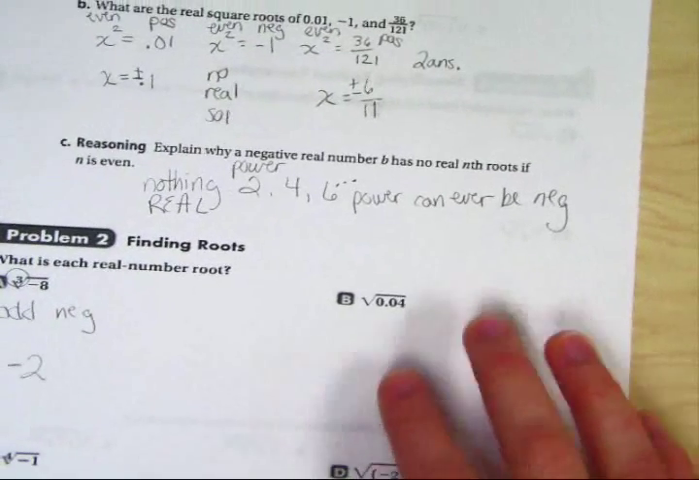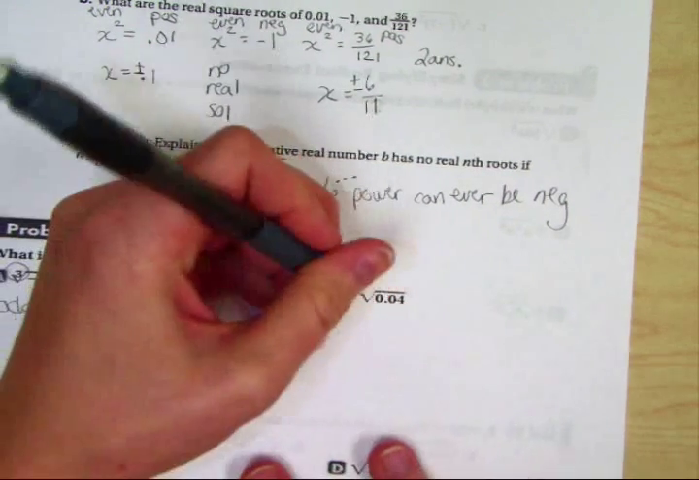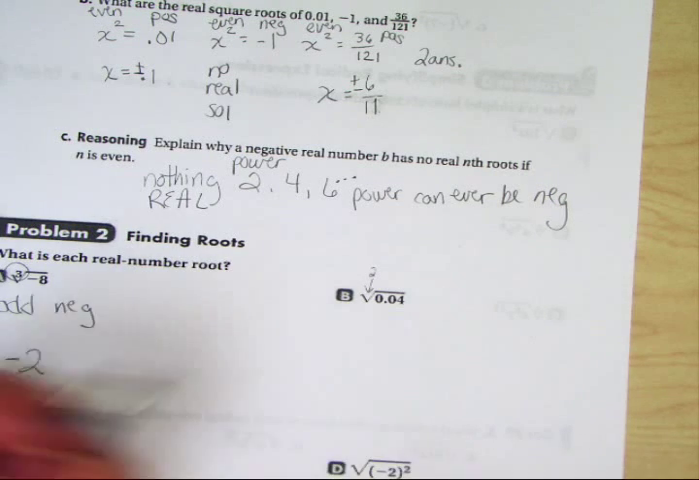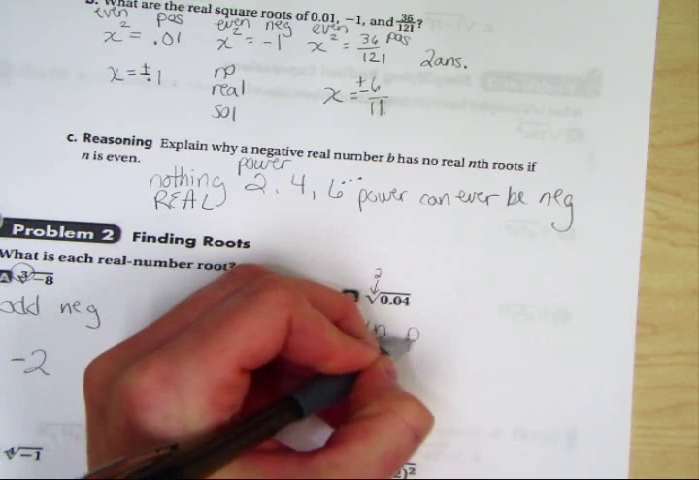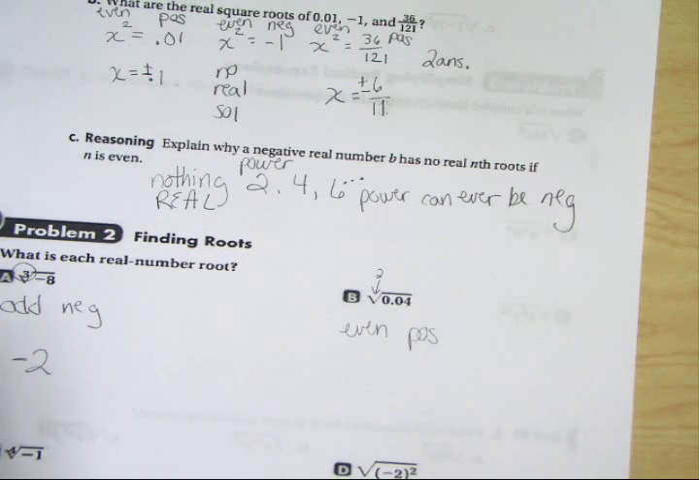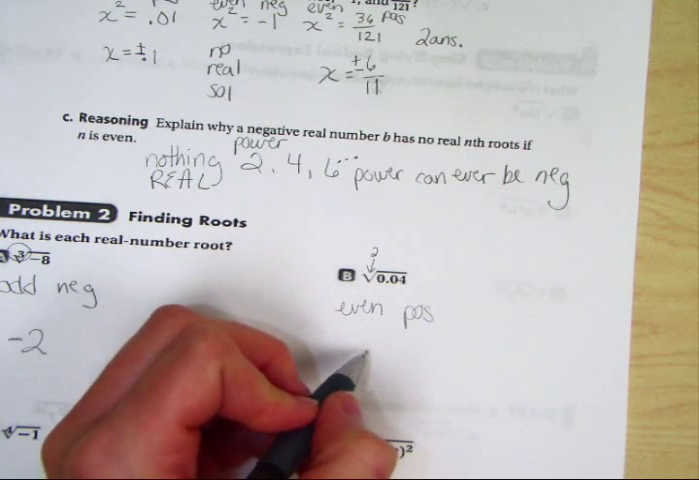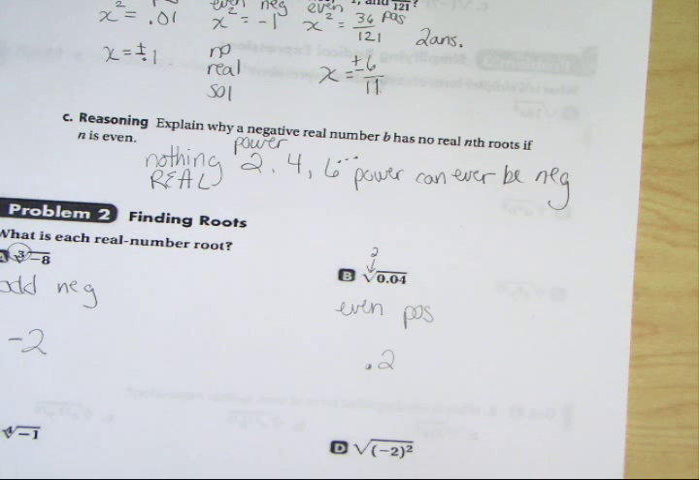Let's look at this one. This says the square root. You should know that the square root has a hidden index of 2, because it's like squared. So we know that this is even and it's positive. If it is even and if it is positive, we will write a positive 0.2.